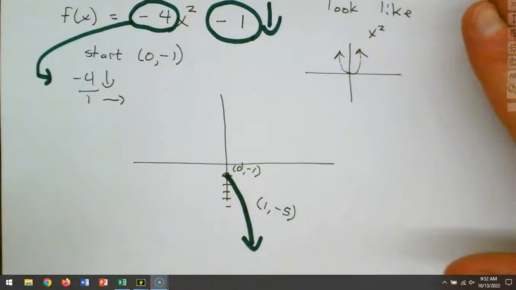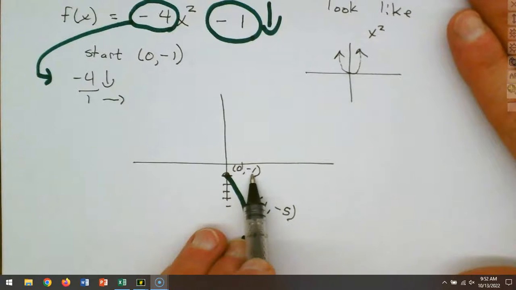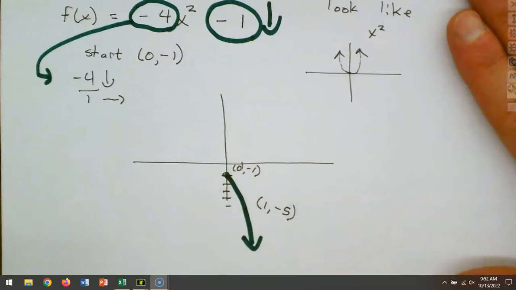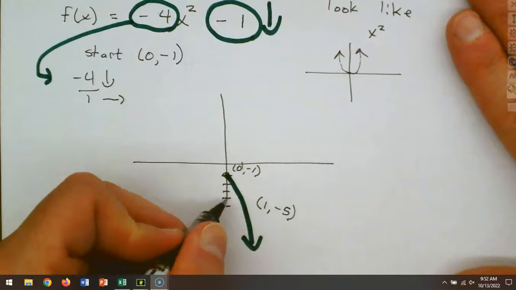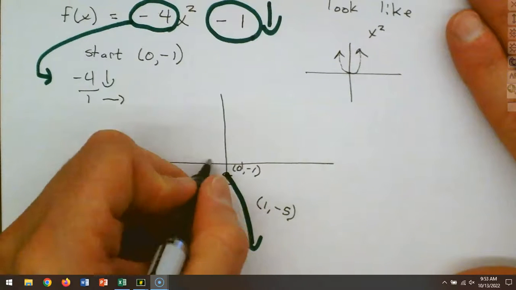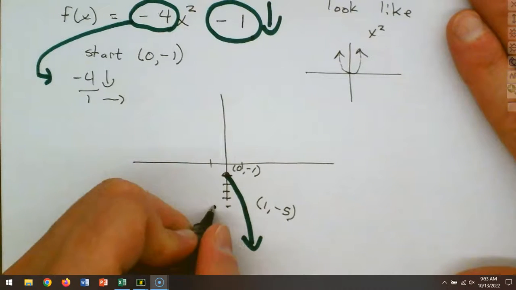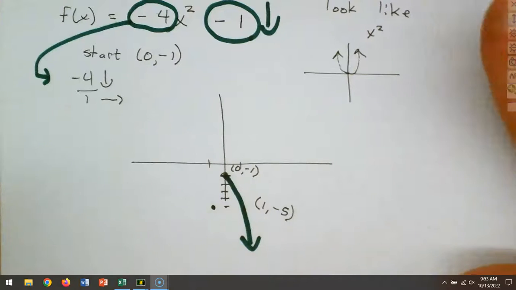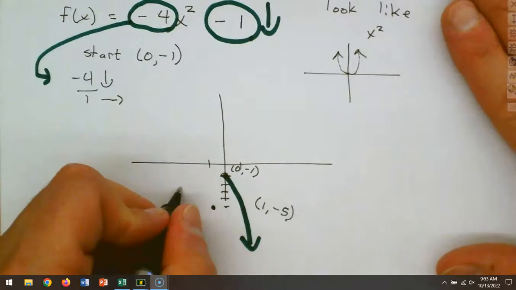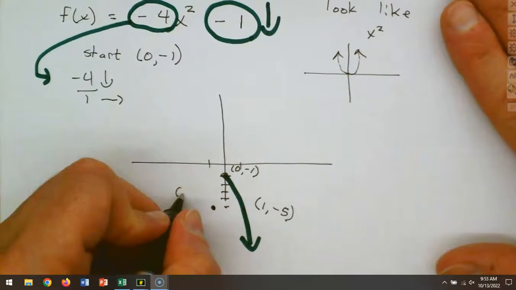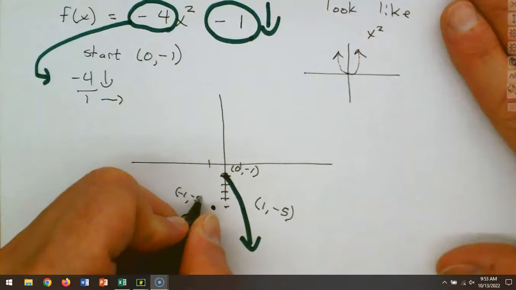We went down 1 unit here, okay, so that's where we started. How do we get the other side? Well, we go down 4, right, over 1. And you don't have to label the ordered pairs. You can, but you don't necessarily need to. And that would be at minus 1, minus 5.